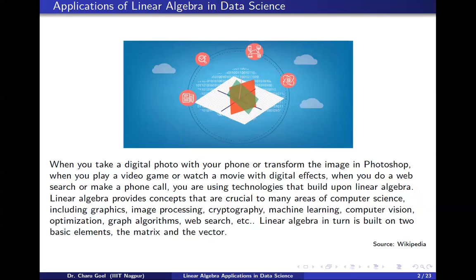Now, linear algebra in turn is built on two basic elements, the matrix and the vector. Most of you know what a matrix is and what a vector is, but I need to relate them to the coming applications that I'm going to discuss. Linear algebra is basically the study of the notion of linearity, how two things are related to each other. Linearity arises mainly from two sources: the study of systems of linear equations. So this is the first thing.